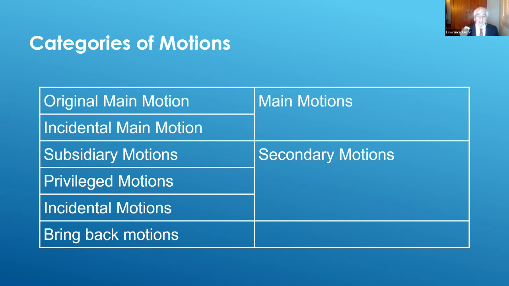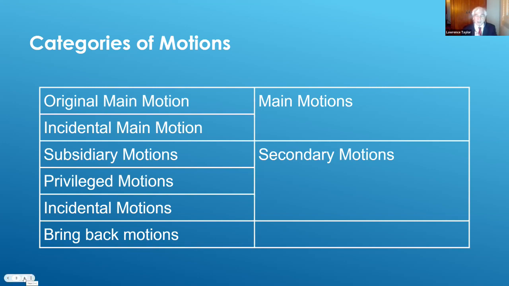So then we get to the class of secondary motions. These are called secondary motions because they can be introduced while there's a main motion on the floor. The reasons why that's okay, we'll get to in just a minute. There are 4 classes of these: subsidiary motions, privileged motions, incidental motions, and then a final category called bring back motions. And don't worry about these. We're going to go through definitions of each one of these in the class.